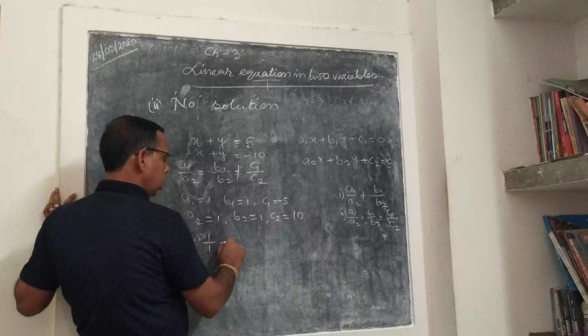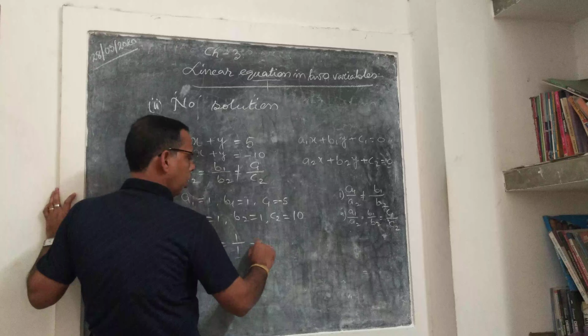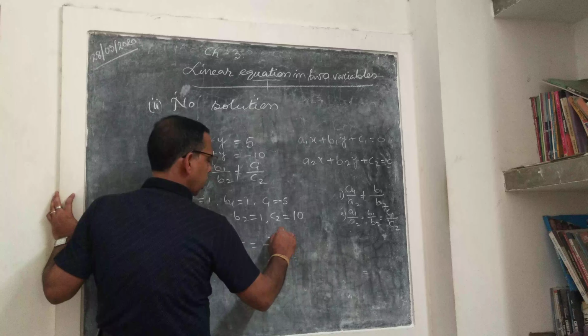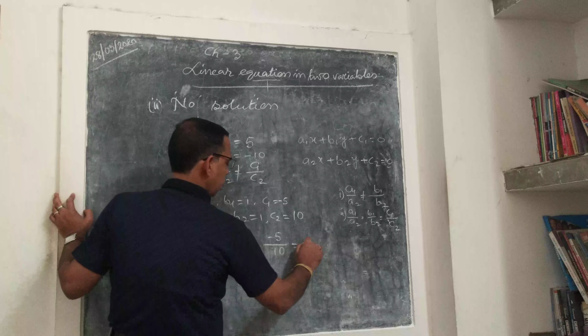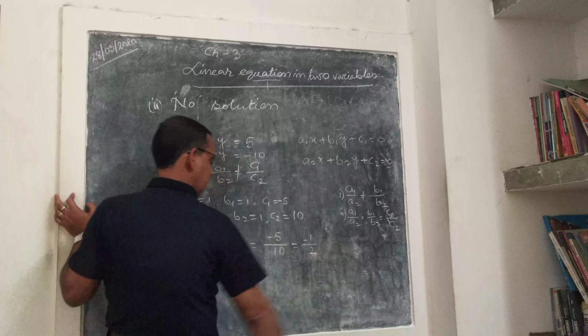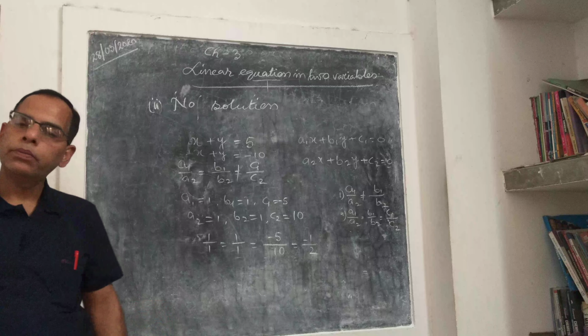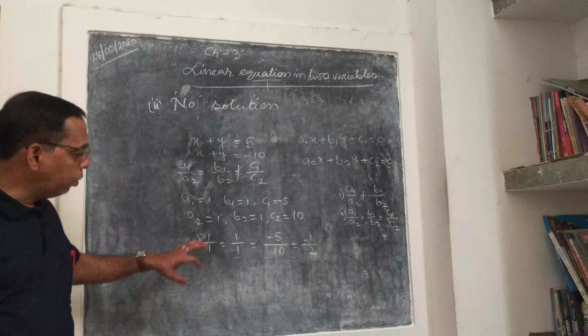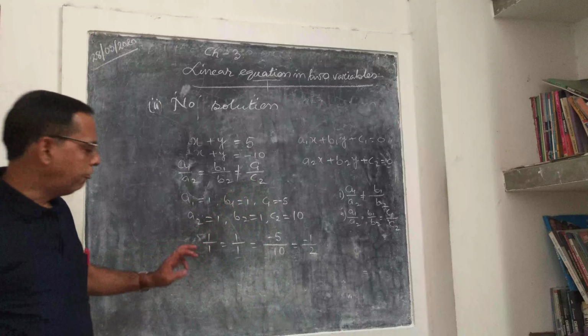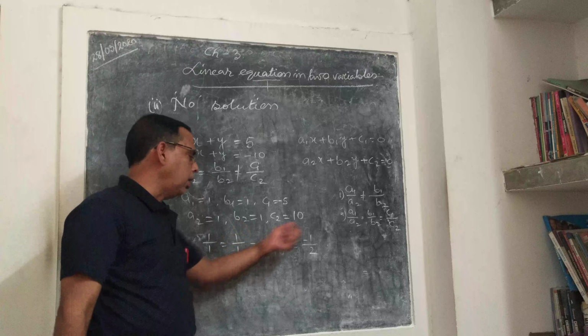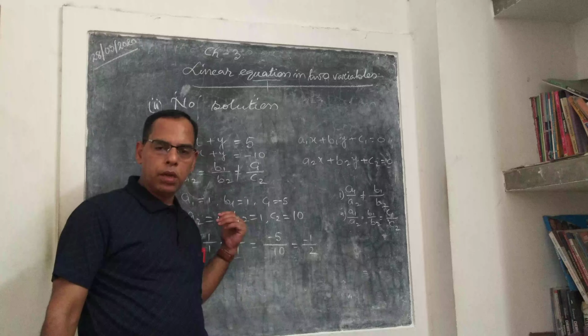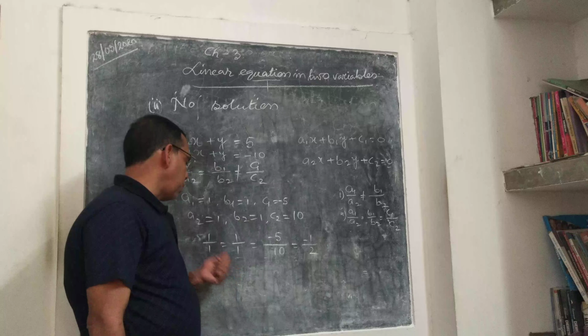1 by 1 equal to 1 by 1 equal to minus 5 by 10 equal to minus 1 by 2. Is it equal? Both conditions, it is not equal. First is that it is 1 by 1, 1 by 1, it is 1 by 2. So not equal. Second condition is that both are positive.